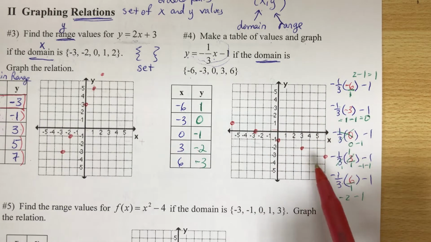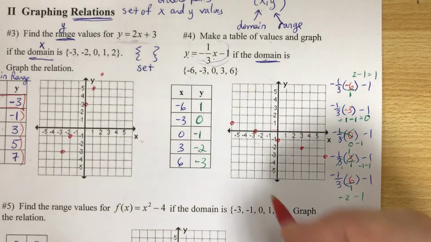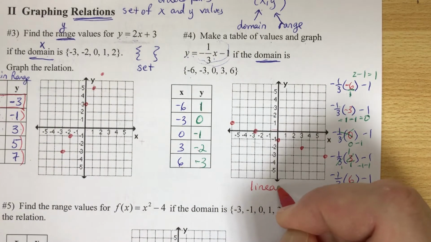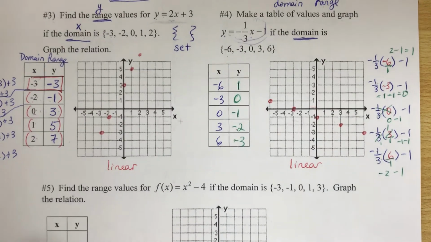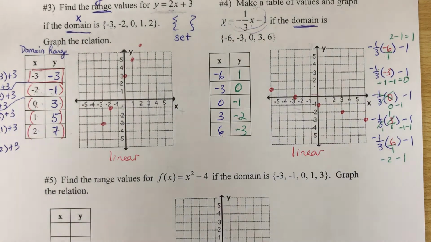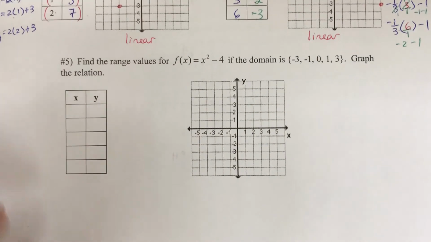And look at that. So that's another linear relationship. Okay, both of these are what we call linear because they're in a line. They make a line pattern. All right, we got one more here, number 5.